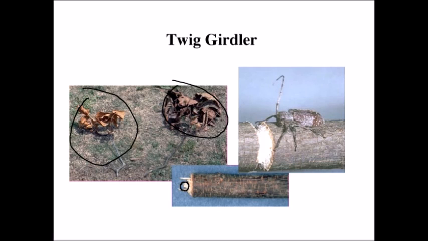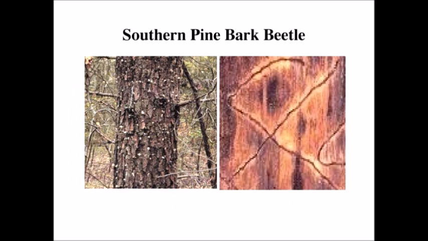And the female is going to lay her egg in different places along this twig, and then the egg hatches out and stays inside this twig. So a great way to get rid of these is pick up all these twigs and destroy them. Don't just throw them in a pile somewhere, but pick them up and destroy them, and you'll get rid of the twig girdler fairly quickly.